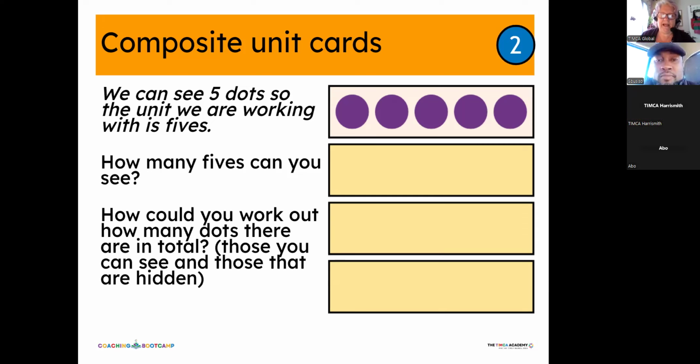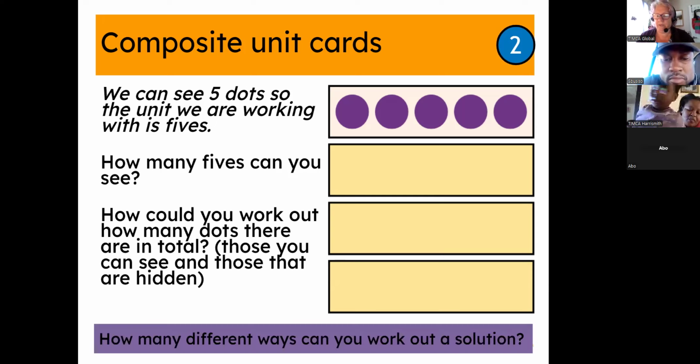So the next question is, how could you work out how many dots there are in total? Remember I said some of these cards were turned over, so we couldn't see them. So how many dots are there in total, those you can see and those that are hidden? If you remember last week when we looked at the spectrum, we are forcing children to work with stuff that's visual, but also with things that are hidden, so that they can start imagining what it looks like in their minds in order to work things out.